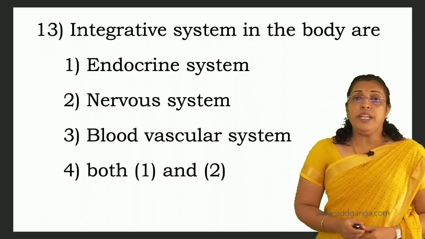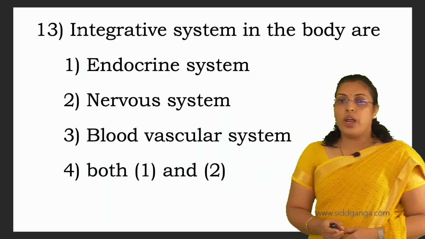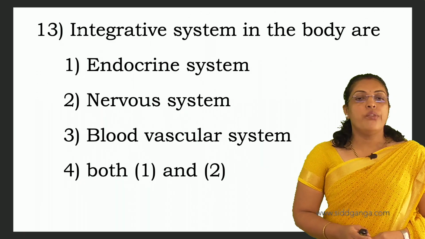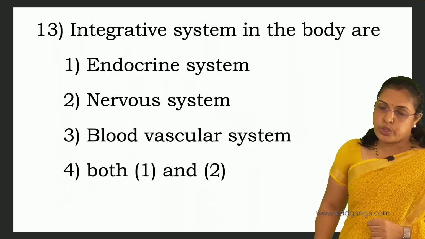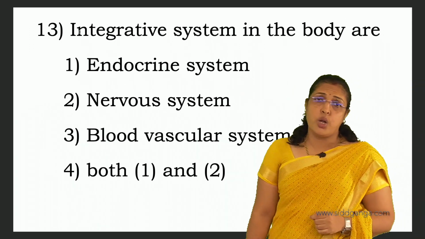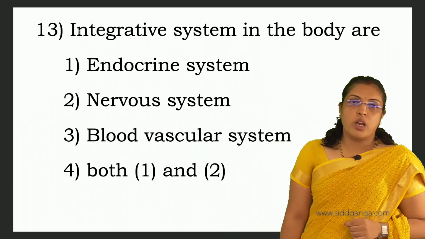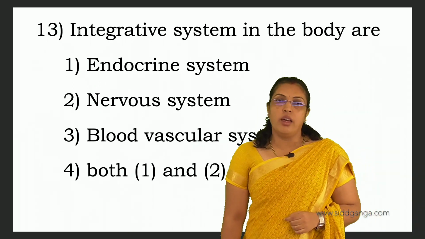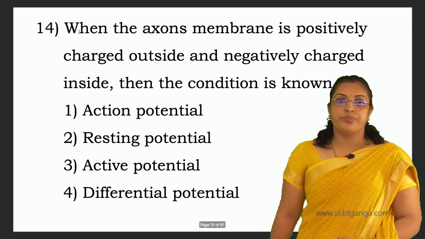Next, integrative systems in the body are endocrine system, nervous system, blood vascular system, fourth, both 1 and 2. So, integrative system means in our body all the functions of an organ are controlled by both the endocrine system and the nervous system. For this, fourth is the answer.